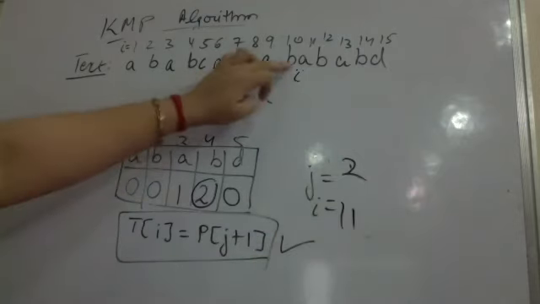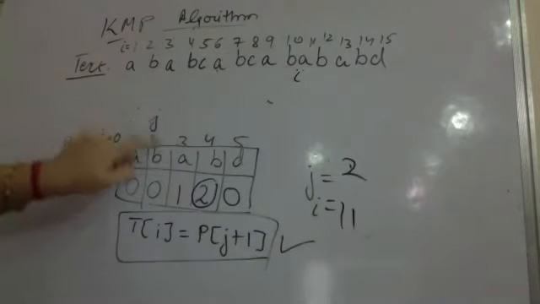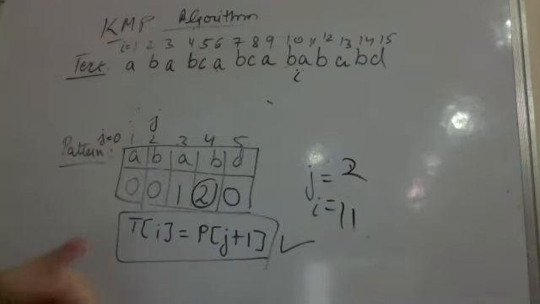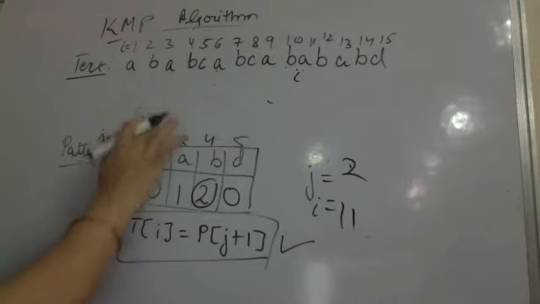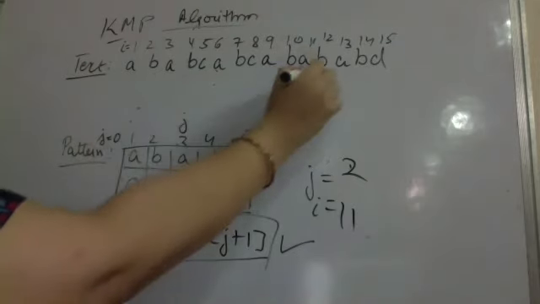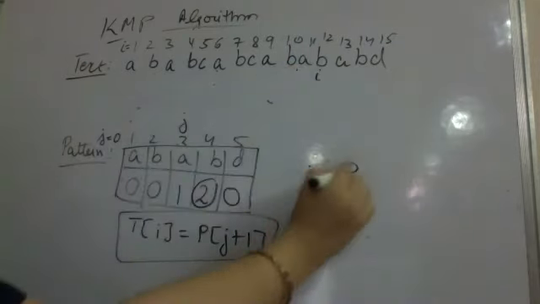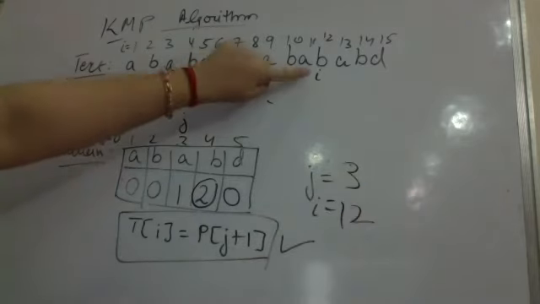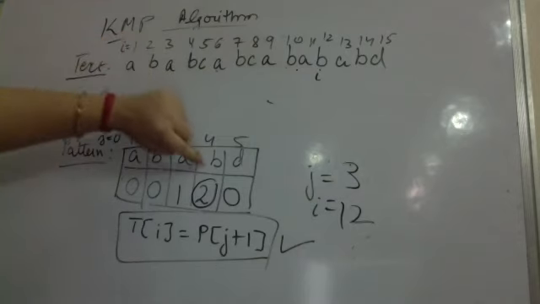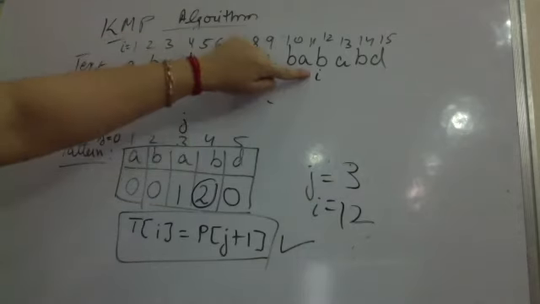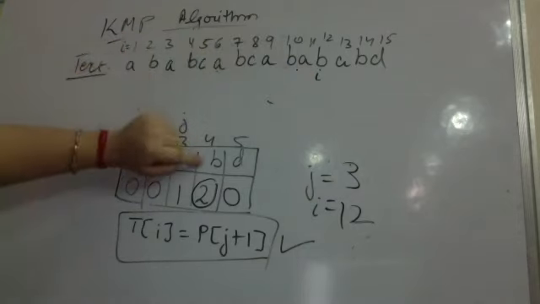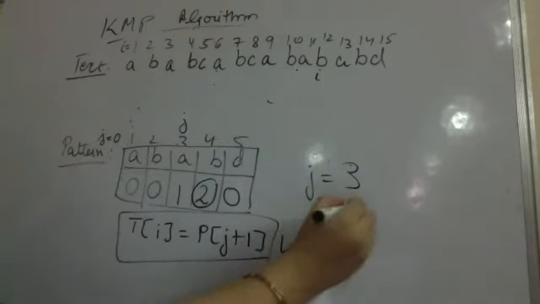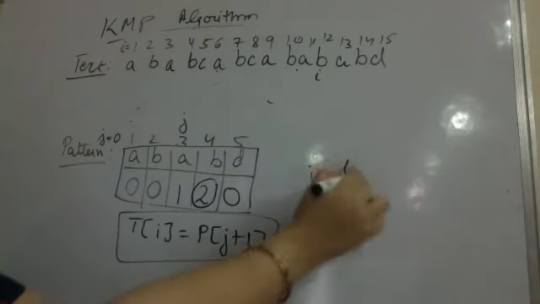Check whether text of 11 is equal to pattern of 3, that is j plus 1. A is equal to a is again a true. Since it is true, increment j, increment I. J becomes 3, I becomes 12. Again check text of I is equal to pattern of j plus 1. So text of I is b, pattern of j plus 1 is also b. Again, I becomes 13, j becomes 4.